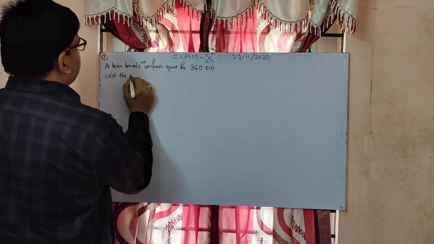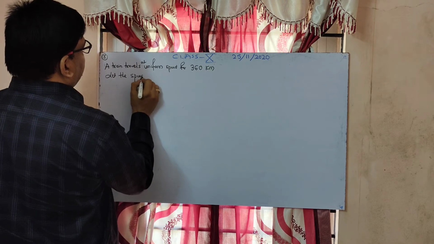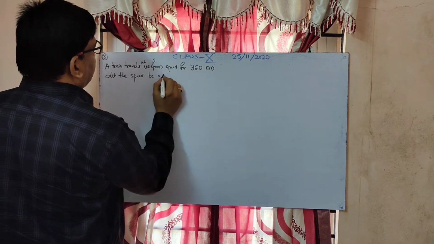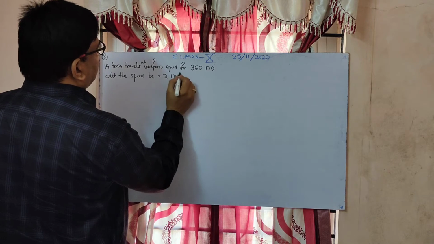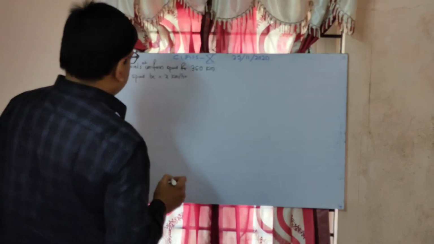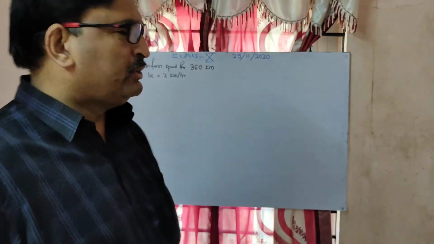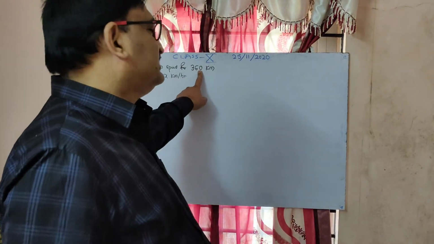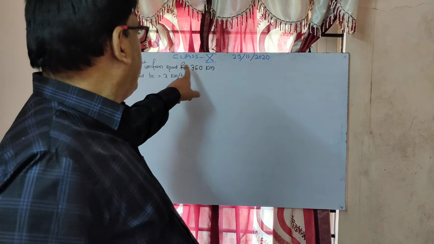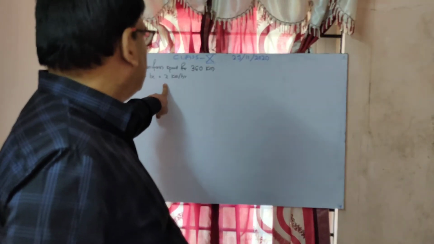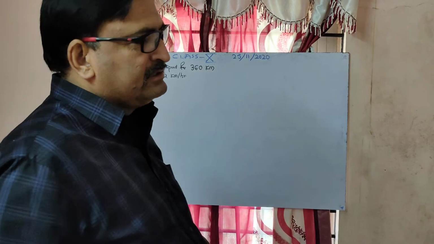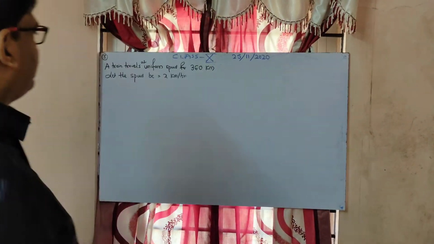Now let the speed be x kilometer per hour. We don't know the speed, but we know the distance, that is 360 kilometers. So what is the formula?